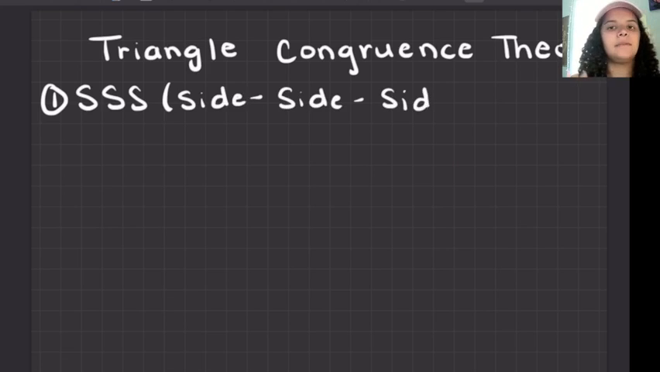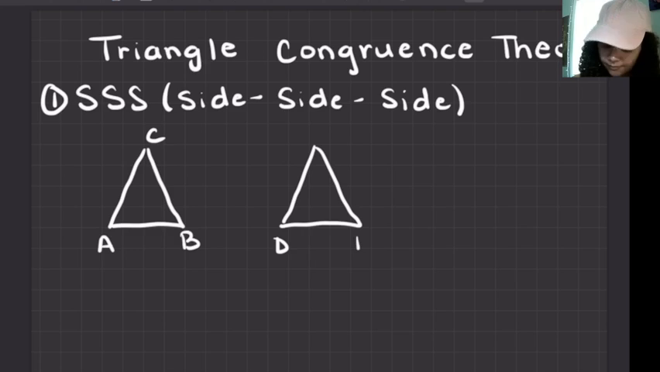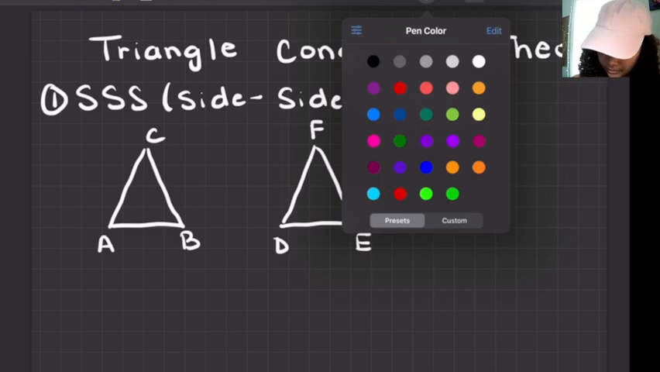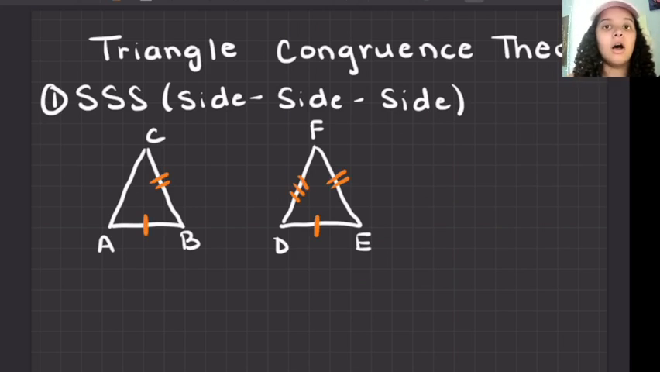So what this means is if you have 2 triangles, let's say we have this triangle over here, ABC, and this triangle over here, DEF, and I know that all 3 sides of these triangles are congruent. So let's say I tell you AB is congruent to DE, EF is congruent to BC, and FD is congruent to CA. So since all 3 sides of those triangles are congruent to each other, I can say that the 2 triangles are congruent to each other, okay?